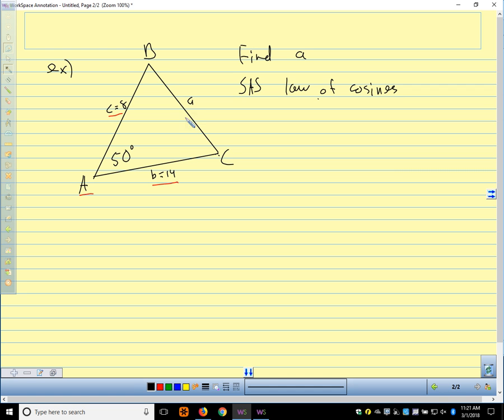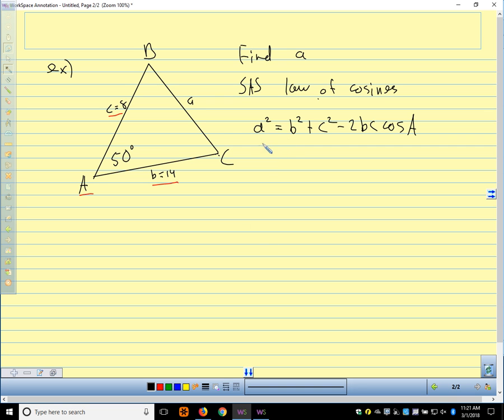And since we're finding side A, I'm going to use A squared equals B squared plus C squared minus 2BC cosine A. Whichever one you're finding goes at the beginning and also at the end. That's a good way to think of it.